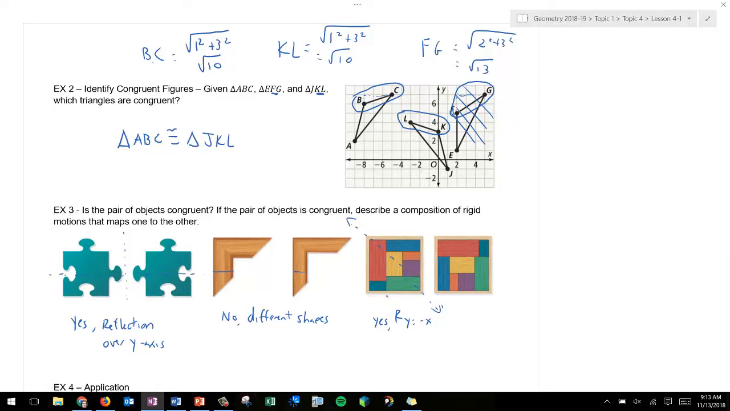And then in the third one, if we were to reflect the figure on the diagonal from top left to bottom right, or the line y equals negative x, we would get our image there. So that gives us our congruence in that third problem.